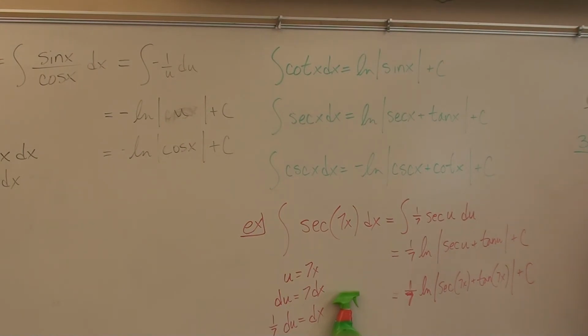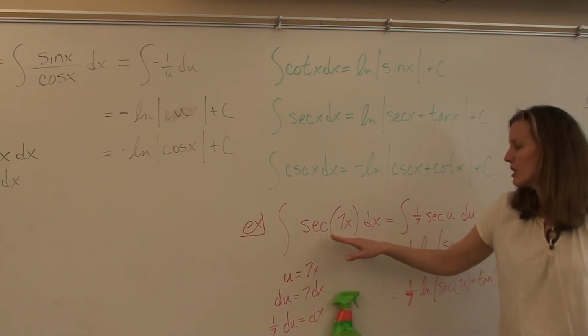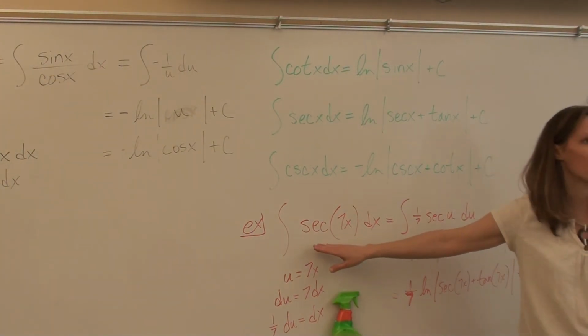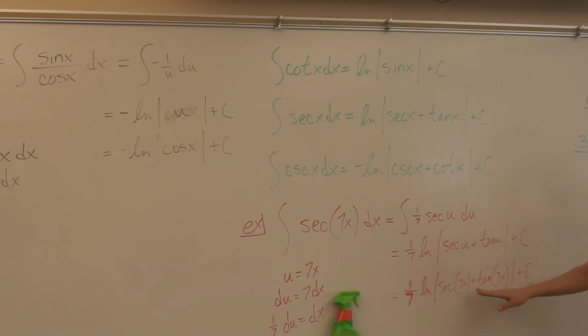Hey, by the way, do you remember first semester when I made a great big stink about how important it was that the argument of a trig function never, ever changes? Not with a derivative, not with an integral, not when you're solving, nothing. You never change the argument unless you're applying an identity. Same thing goes here, right? If your argument of your secant is a 7x, then the argument of the antiderivative had better be a 7x, right? Argument of a trig function never changes. Good. Any questions on that?